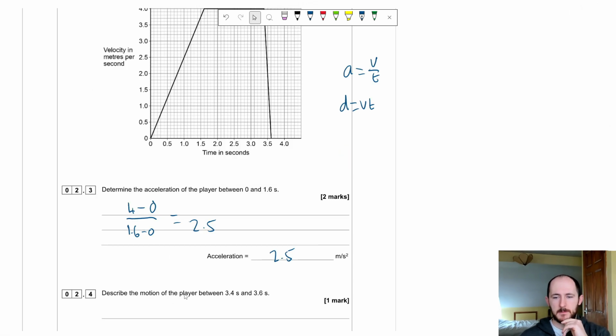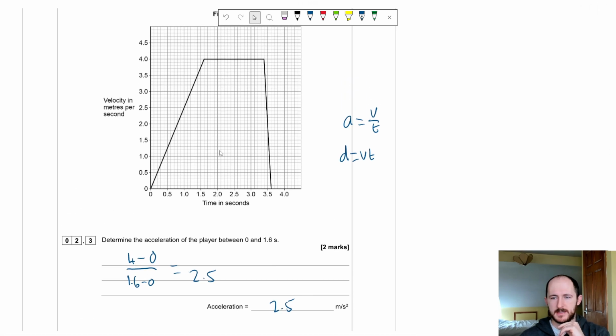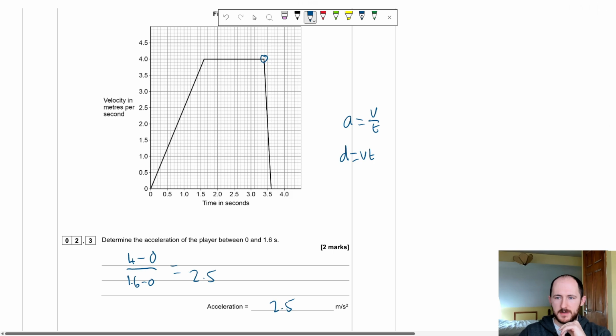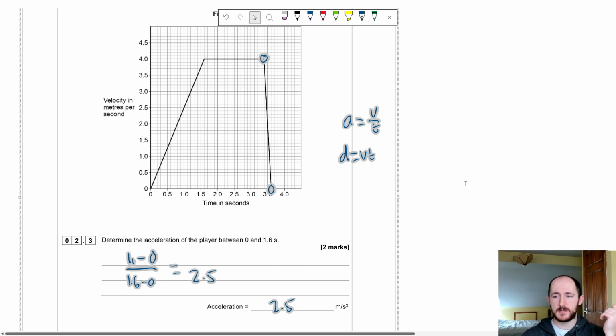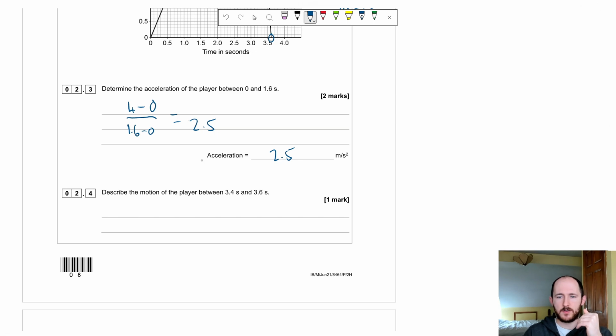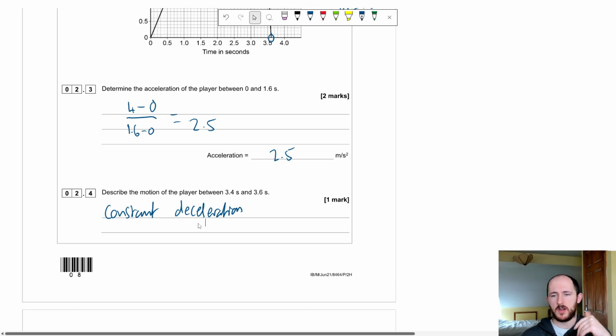For 2.4, describe the motion of the player between 3.4 and 3.6. So 3.4 is this point here, and 3.6 is this point here. So as you can see, they are decelerating. And because it's a straight line, that means the gradient is constant, which means the acceleration is constant, which means this is constant deceleration. You can say constant negative acceleration, that is totally fine, because technically we don't have deceleration, or large deceleration or something along those lines would work.